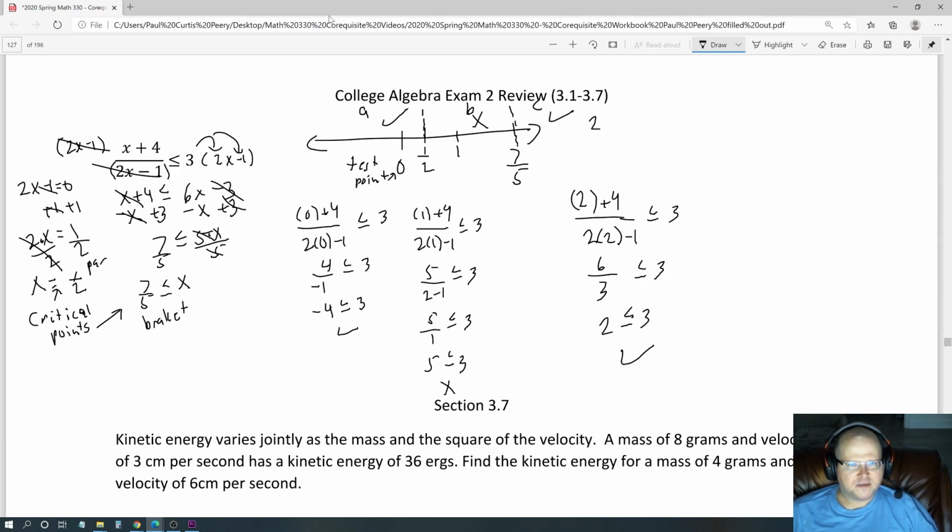1 plus 4 is 5. 2 on the bottom. 2 times 1 is 2. 2 minus 1 is 1. 5 divided by 1 is 5. So yeah, that doesn't count.